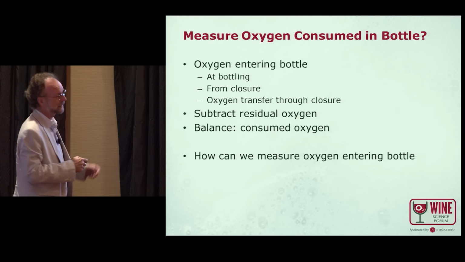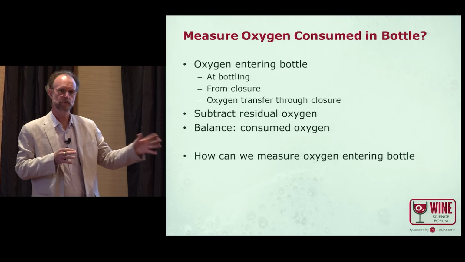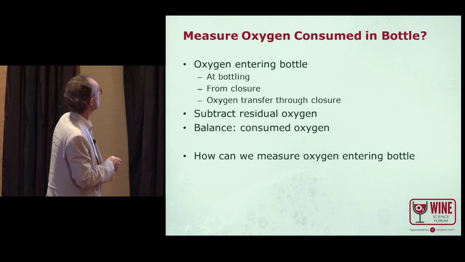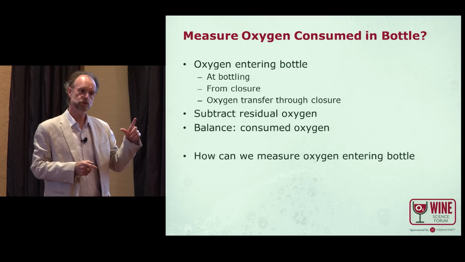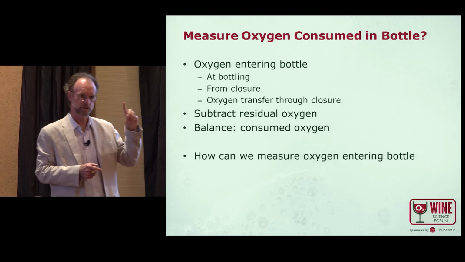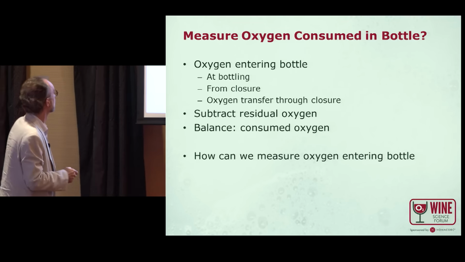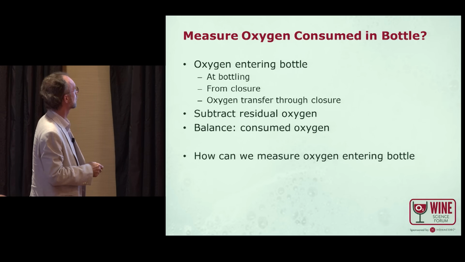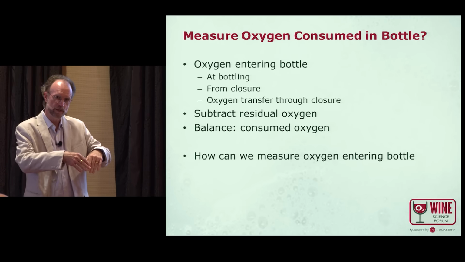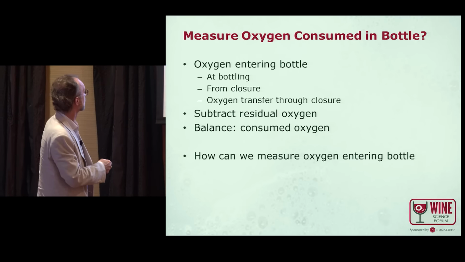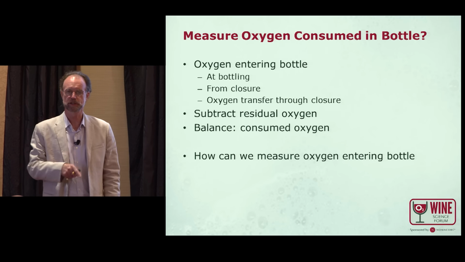In order to study this, we need to know for a particular bottle how much oxygen came into it. So we need to know the amount of oxygen at bottling, the amount of oxygen that comes from the closure, so if we have a stopper, like a synthetic cork, that contains oxygen most of the time. And then, of course, we have oxygen transfer through the closure. If we know how much oxygen got into the wine, and then we look at the residual oxygen, then the balance tells us how much oxygen that wine consumed.